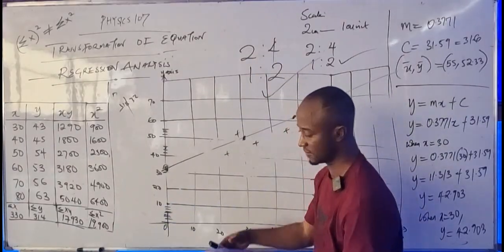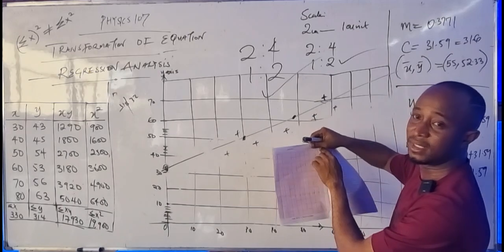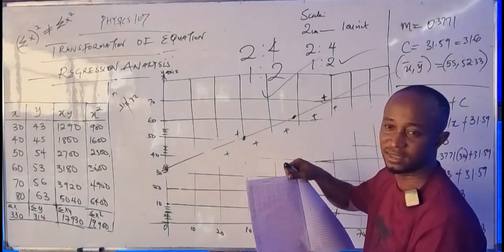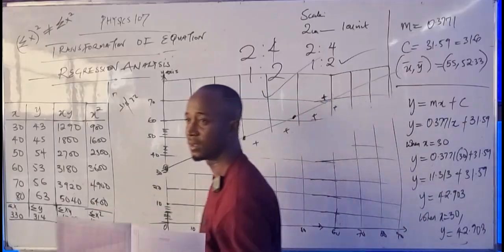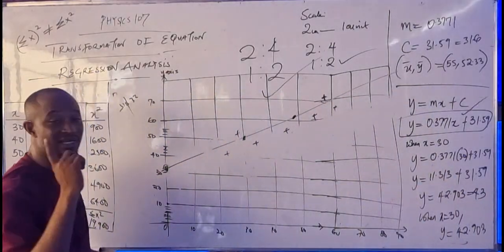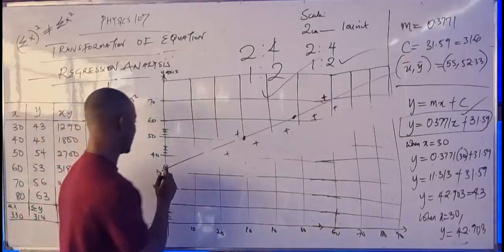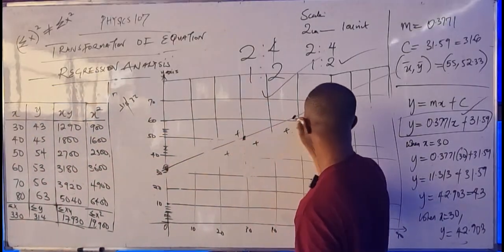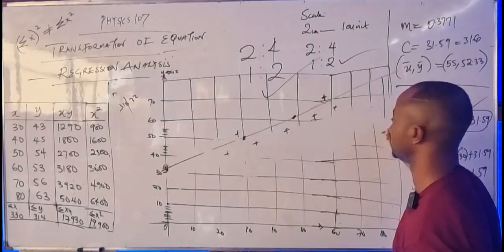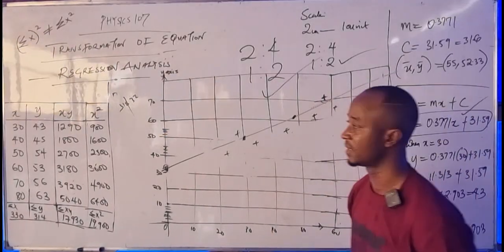Now you have seen that not all the time will all the points be on the line. This is 100% accurate. So the line that best fits the graph is simply this. Then when you now find your slope, let's find the slope from this graph. How do you find slope?